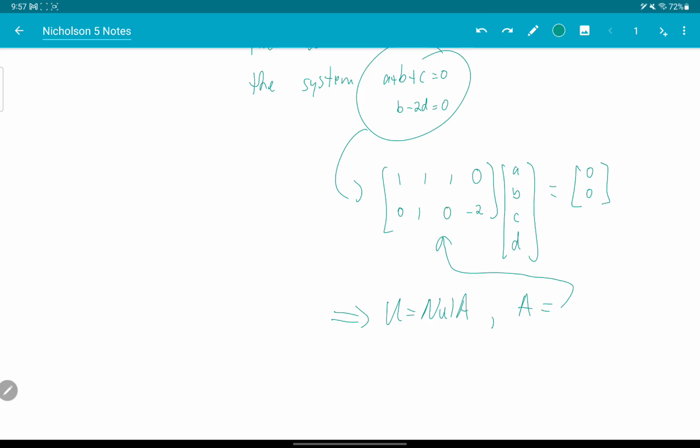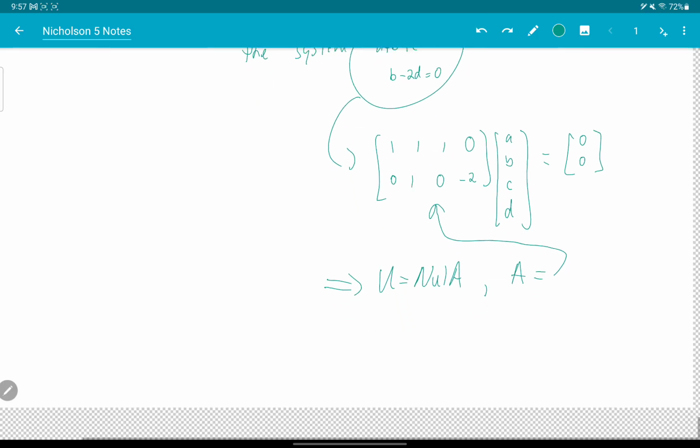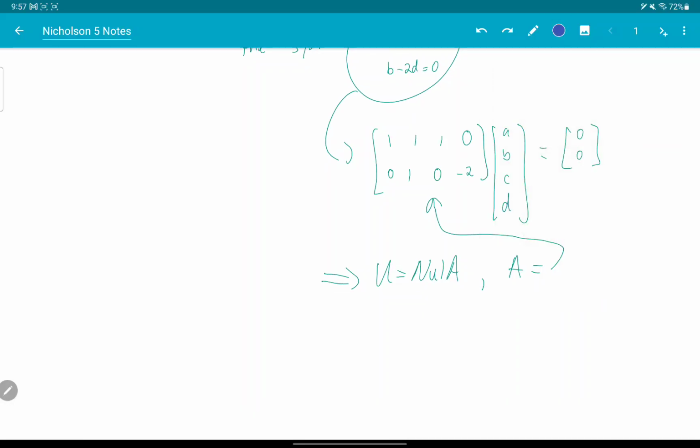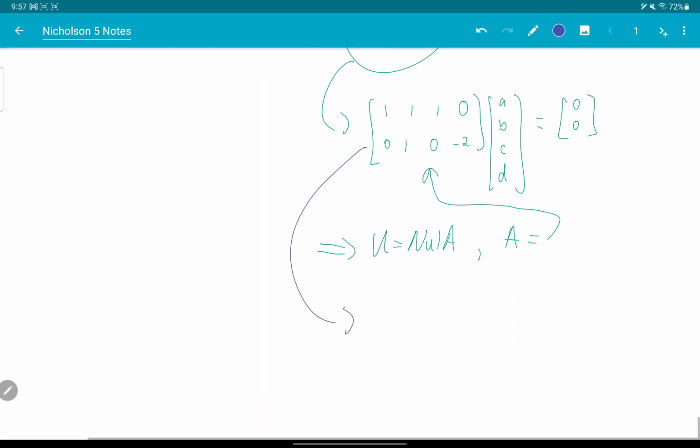All right, so my U, and the basis of U can be found by reducing A. Let's do that. 1, 1, 1, 0. No, I don't want to do that. I want to do row 1 minus row 2 to get to reduced echelon form. I need reduced echelon form for the basis of a null space. 1, 0, minus 2, 2.